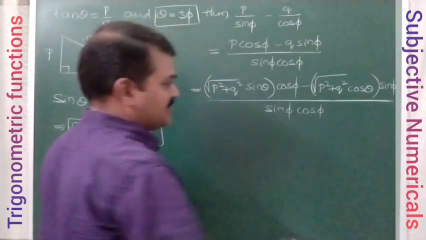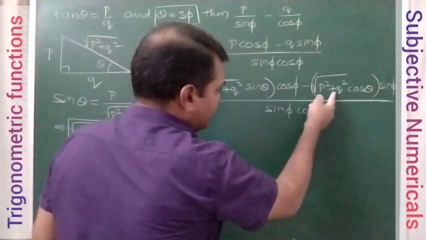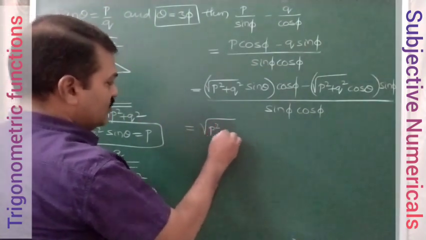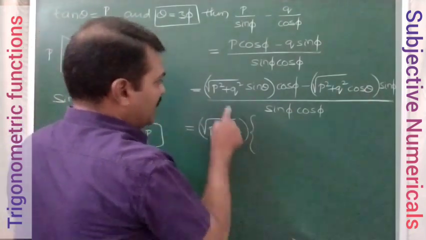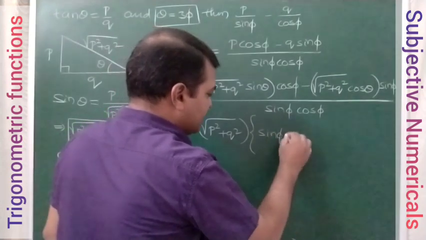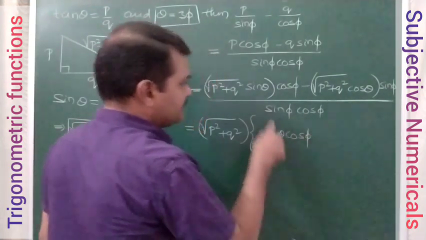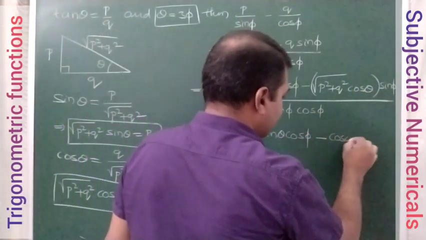Denominator is as is. Now in the numerator, this under root P square plus Q square can be taken common. So under root P square plus Q square is common. What is left? First term sin theta cos phi is left. Sorry, sin theta cos phi minus second term cos theta sin phi.